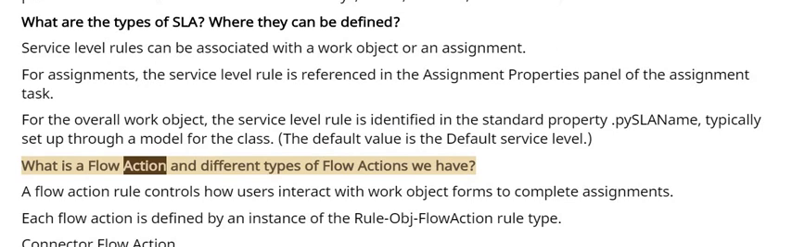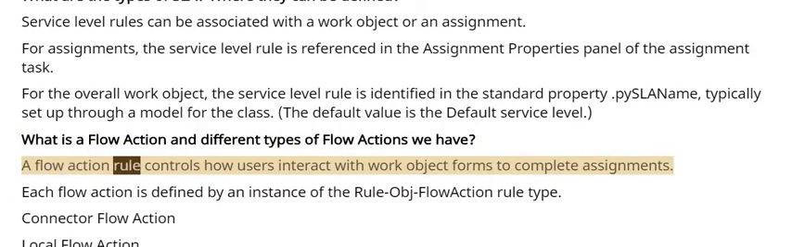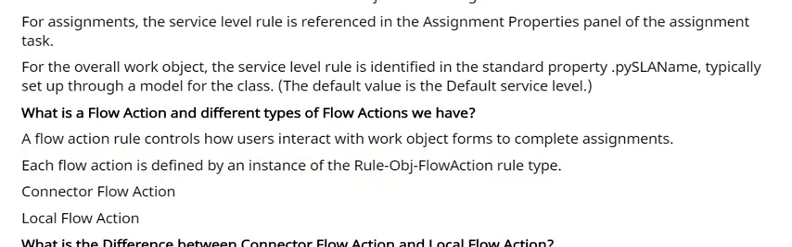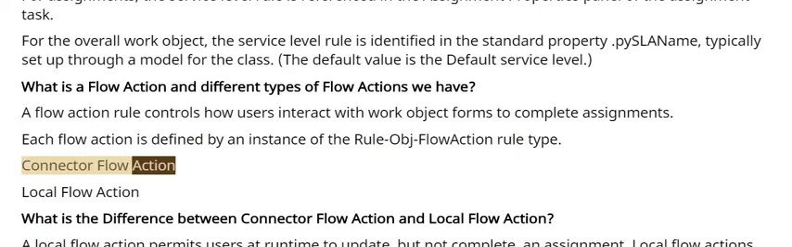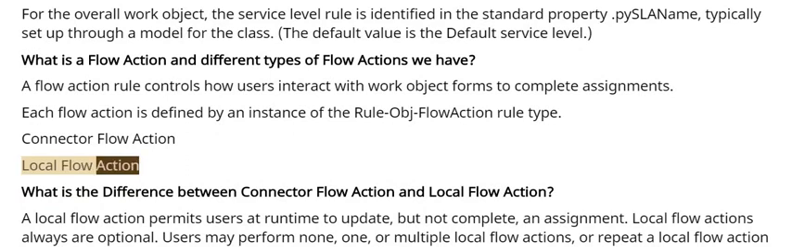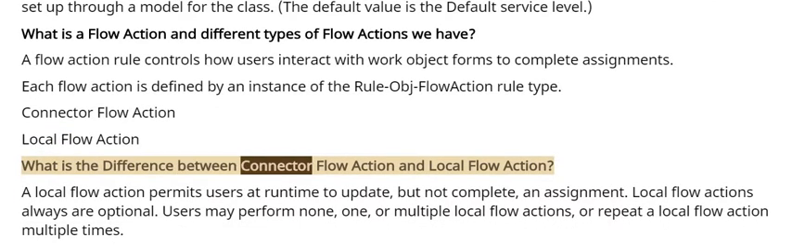What is a flow action and different types of flow actions we have? A flow action rule controls how users interact. Each flow action is defined by an instance of the Rule-Obj-FlowAction rule type. Connector flow action. Local flow action. What is the difference between connector flow action and local flow action?